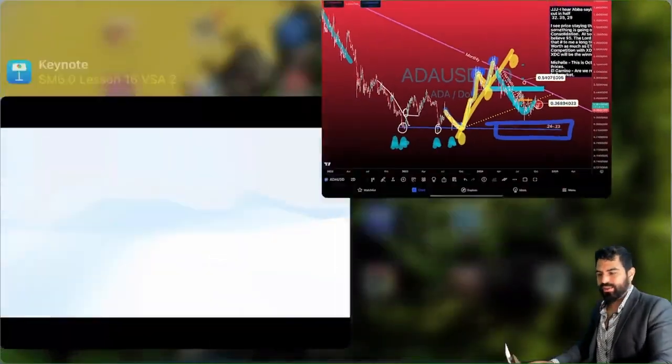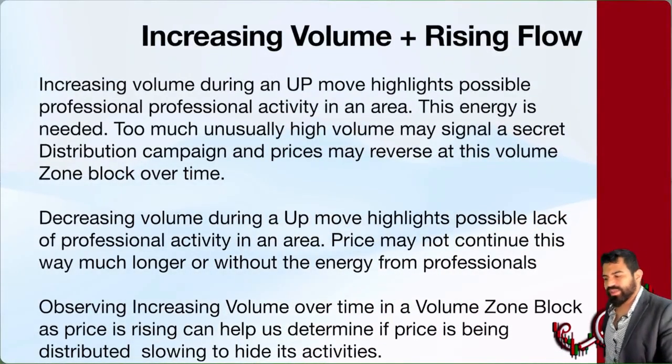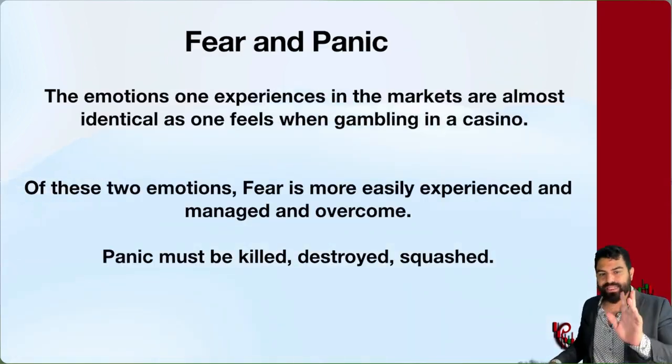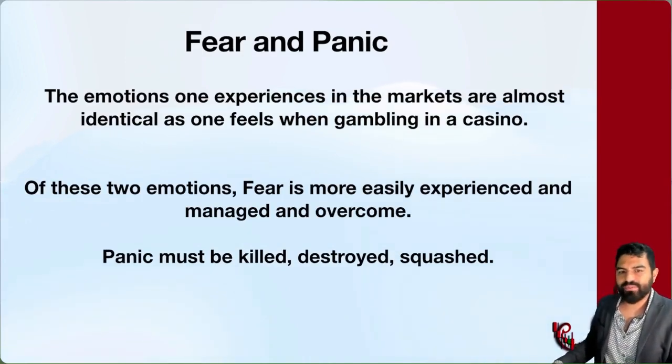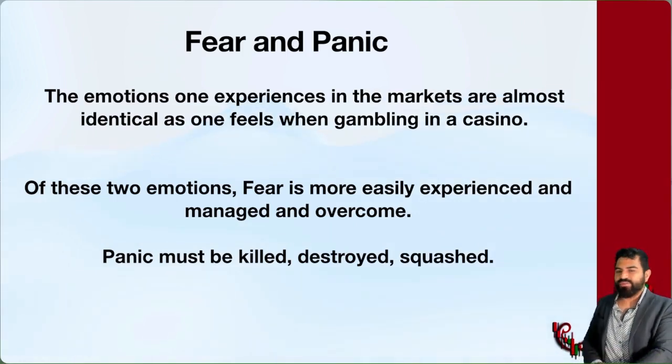All right. Now, let's finish up for today because I'm throwing a lot of stuff at you guys. Observing increasing volume over time in a volume zone block as price is rising can help us determine if it's being distributed, meaning they have to pass it on to all those people who are experiencing greed and elation, slowly hiding their activities. All right, fear and panic. This is the last thing we're going to do, and then I'm going to do one more live example, and then I'll show you guys the USDT.D and the total 3, as I promised on Monday. Fear and panic.